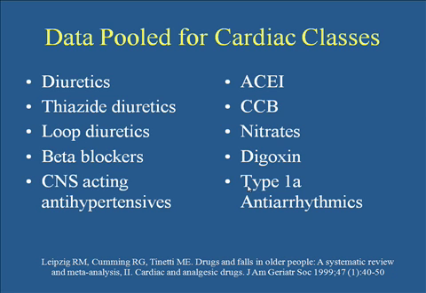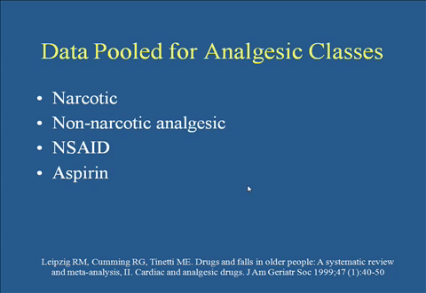ACE inhibitors included primarily enalapril and captopril, calcium channel blockers. This was back in the days of nifedipine, diltiazem, and verapamil. Nitrates were pretty much the nitrates we use, isosorbide dinitrate, etc. Digoxin still used a fair amount. And then, of course, the type 1A antiarrhythmics, and these would include primarily procainamide and quinidine. Again, drugs that aren't used a lot nowadays.